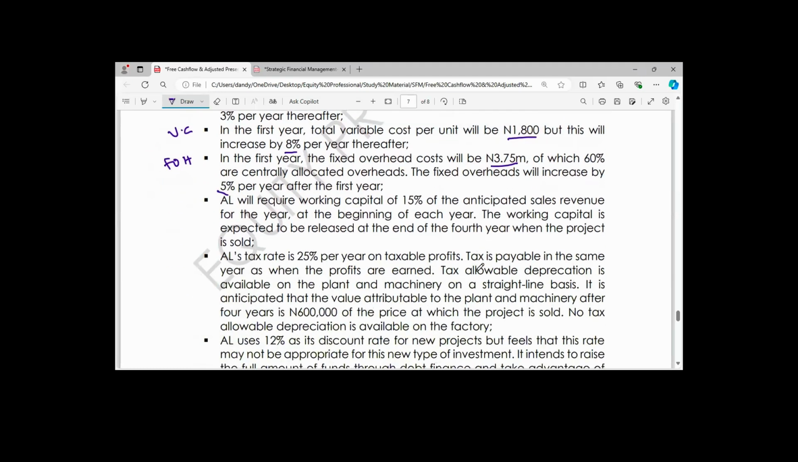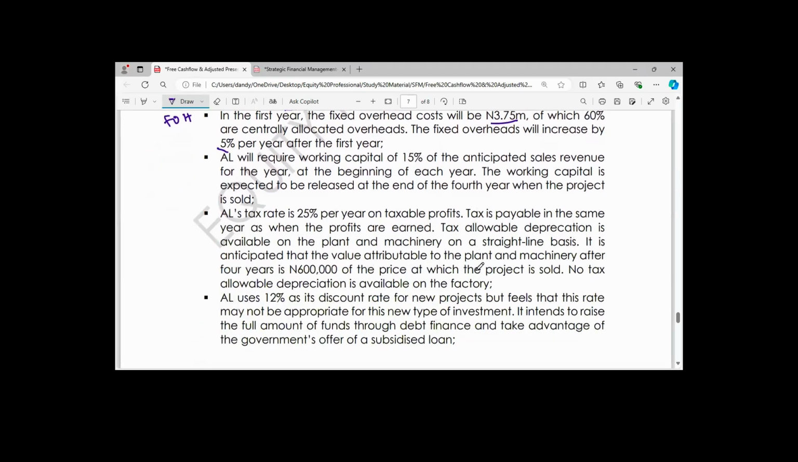AL will require working capital of 15% of the anticipated sales revenue for the year at the beginning of each year. The working capital is expected to be released at the end of the 4th year when the project is sold. AL's tax rate is 25% per year on taxable profits. Tax is payable in the same year as when the profits are earned.